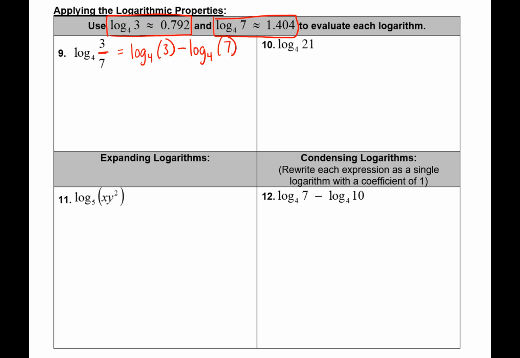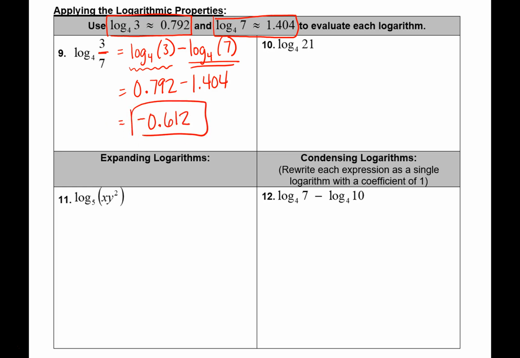And the reason that I like that is because log base 4 of 3, in the directions, I was told that's equal to approximately 0.792. I was also told log base 4 of 7 was equal to approximately 1.404. So I can substitute in those approximations that were given, and I can do that subtraction. I get negative 0.612 there, and then I've done that simplification using those logarithmic properties.